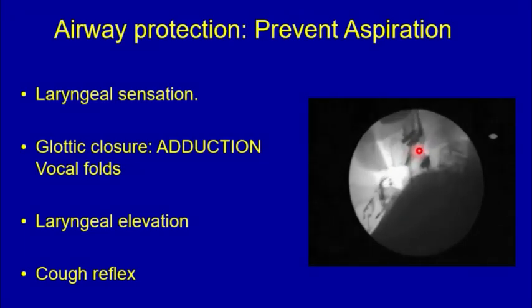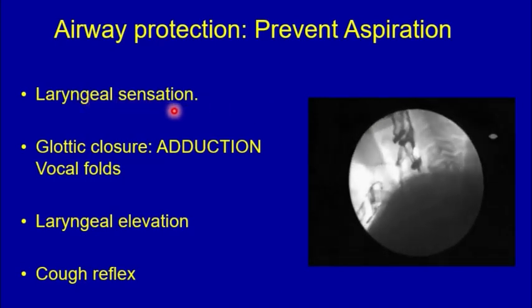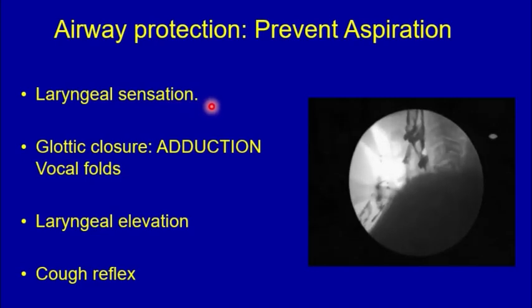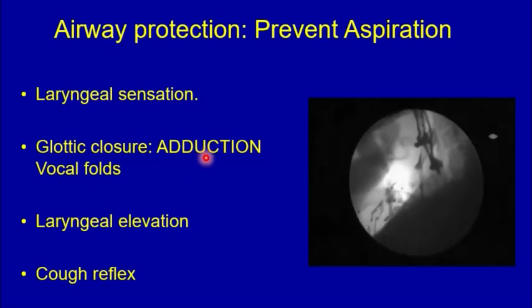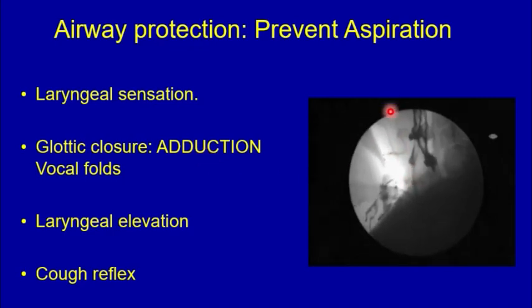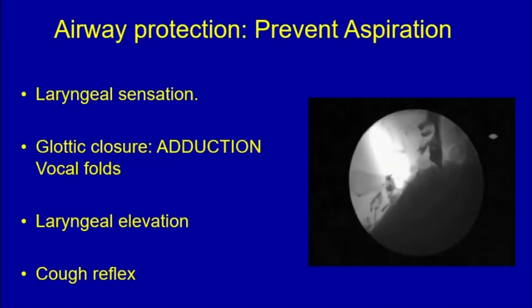This is usually prevented by a very rich laryngeal sensation that senses the passage of food into the larynx and triggers reflexes in the form of glottis closure by adduction of the vocal folds, and also laryngeal elevation, which can prevent or decrease the amount of aspiration, and a cough reflex. If any material passes below the vocal folds, it will be coughed up by the cough reflex.